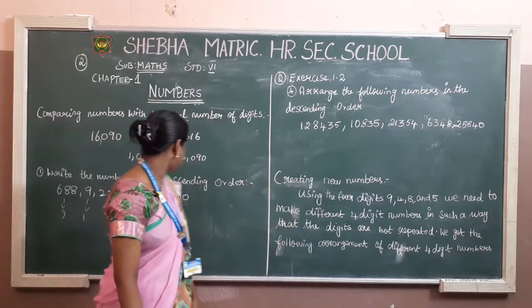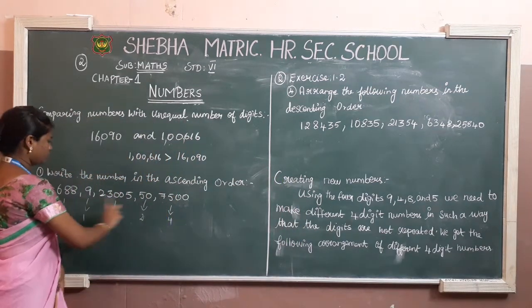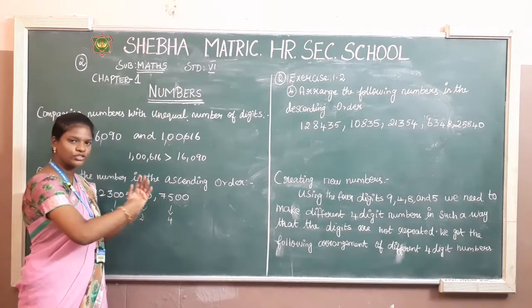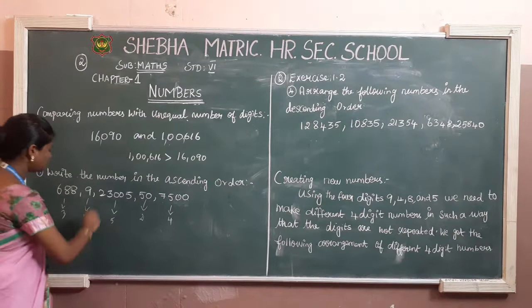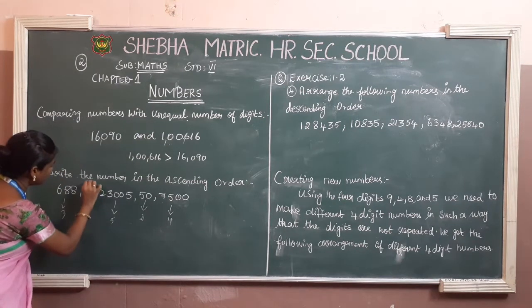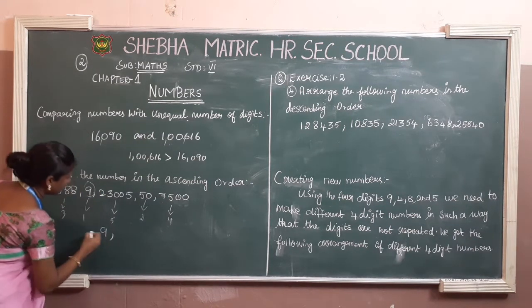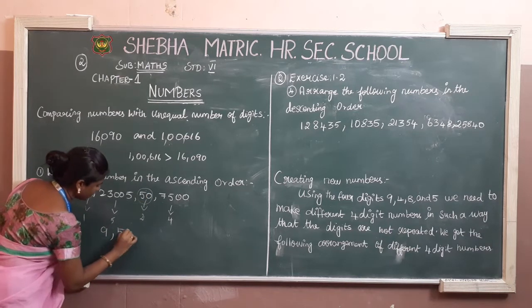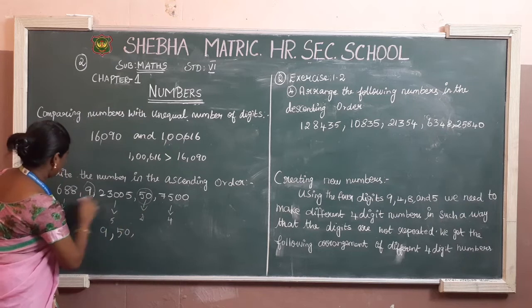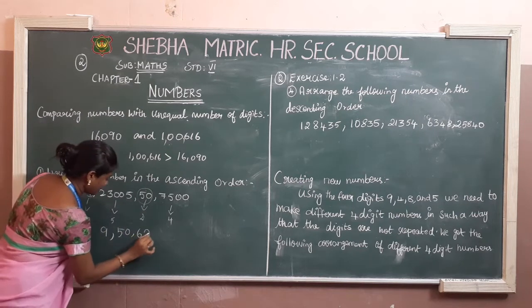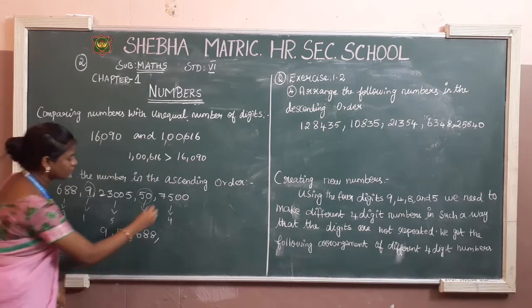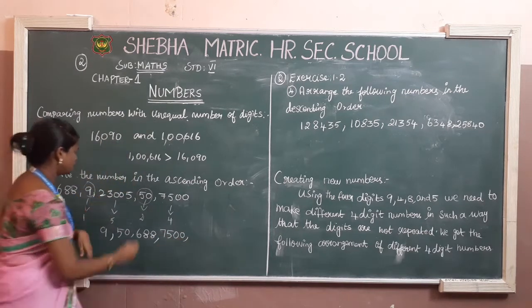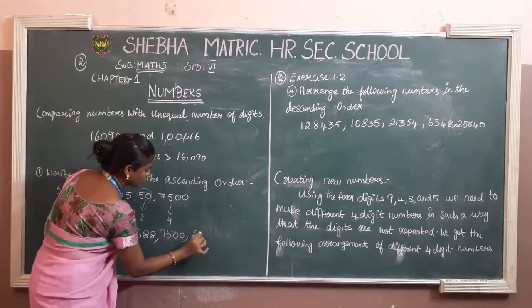So this is the ascending order. Ascending order means from the lesser number to the greater number. The smallest is the 1 digit number, so we write 9. The next greater number is 50. Then the 3 digit number is 688 and the next, the 4 digit number, is 7,500. Next, the 5 digit number is 23,005.